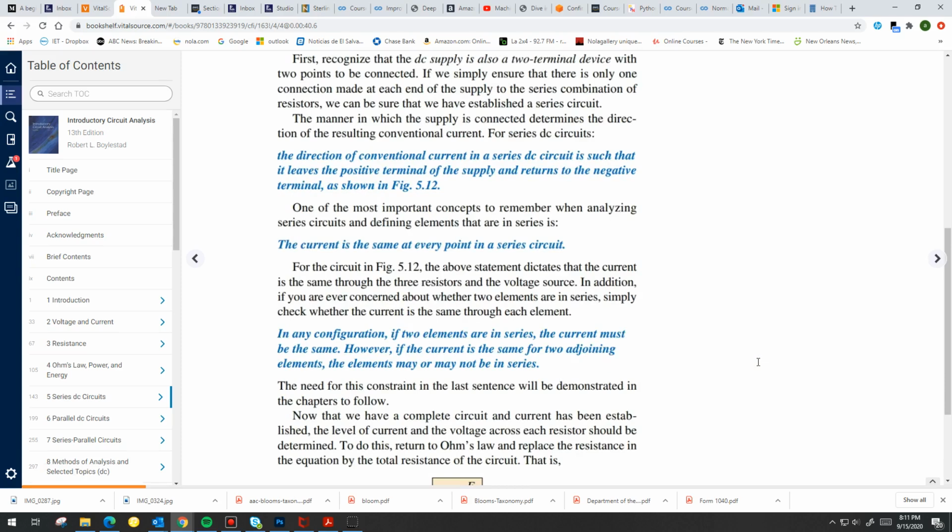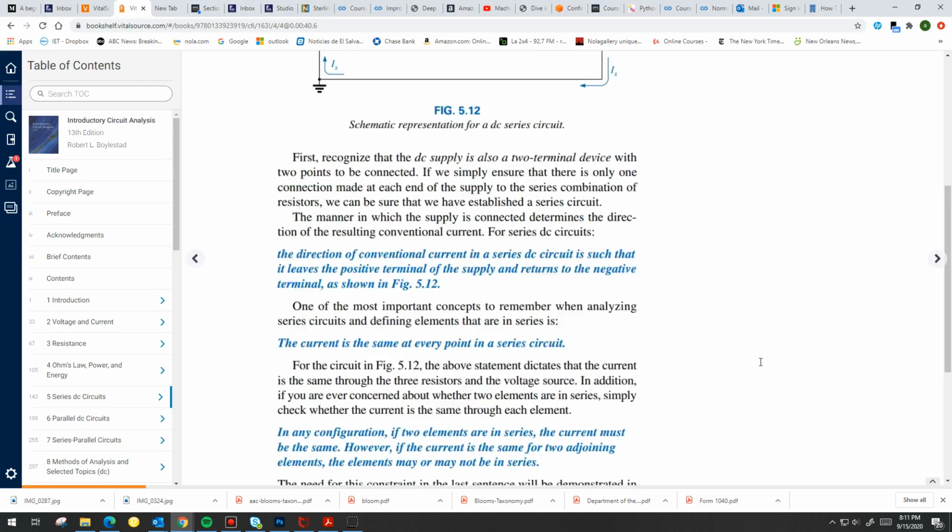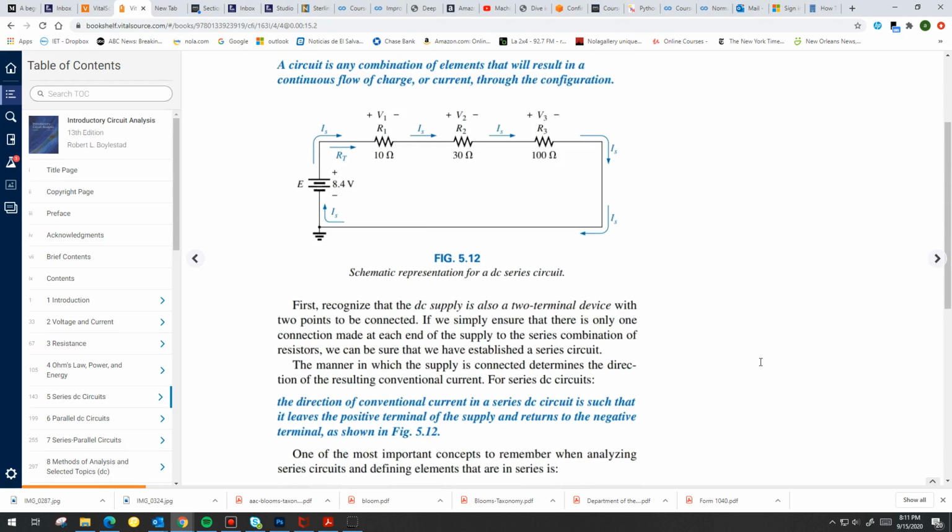So in any configuration, if two elements are in series, the current must be the same. However, if the current is the same for two adjoining elements, they may or may not be in series. That would become more apparent later. If you don't understand that statement yet, don't worry about it. It'll make more sense later. But just remember that by default, if you determine that resistors are connected in series, you can safely assume that the currents are going to be the same through the resistors.